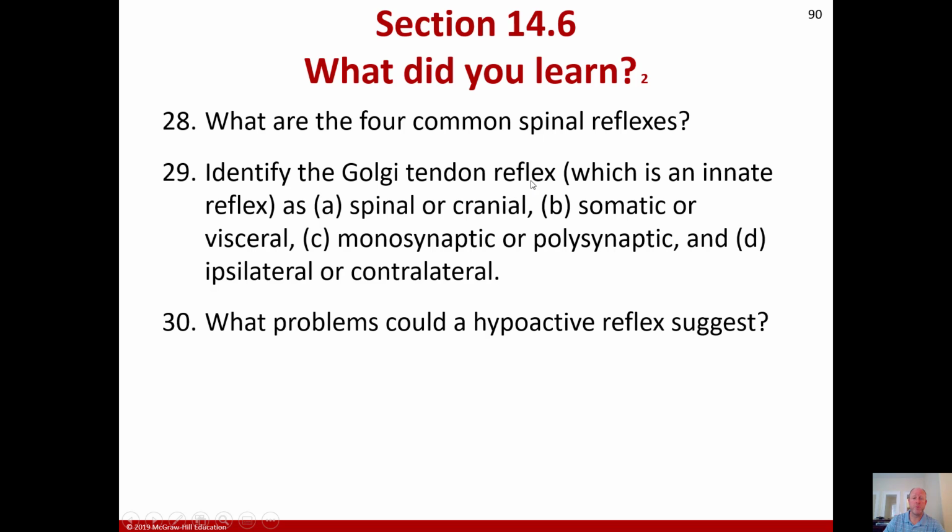Identify the Golgi tendon reflex, which is an innate reflex, as A, spinal or cranial, B, somatic or visceral, C, monosynaptic or polysynaptic, and D, ipsilateral or contralateral. And what problems could a hypoactive reflex suggest?